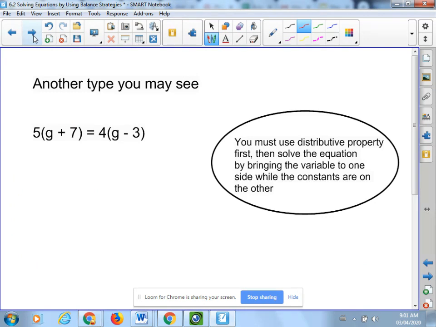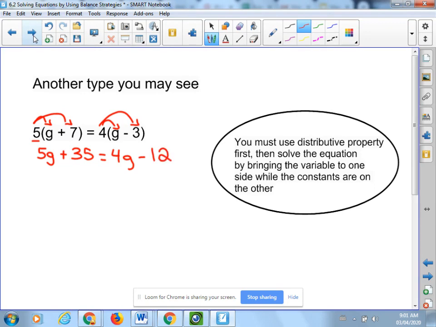So another type of question that you guys are going to see is questions that involve distributive property. So before you can do anything else, you actually have to do the distributive property rule, which means that the number that is outside of the brackets needs to be multiplied by all of the numbers inside of the brackets. So 5 times g becomes 5g, 5 times 7 is 35, and that is going to equal 4g minus 12.